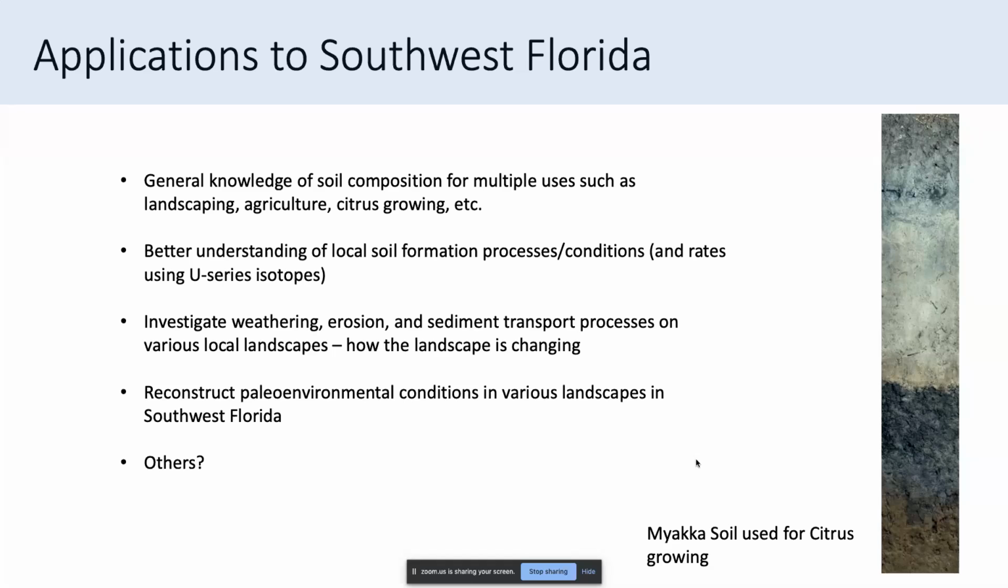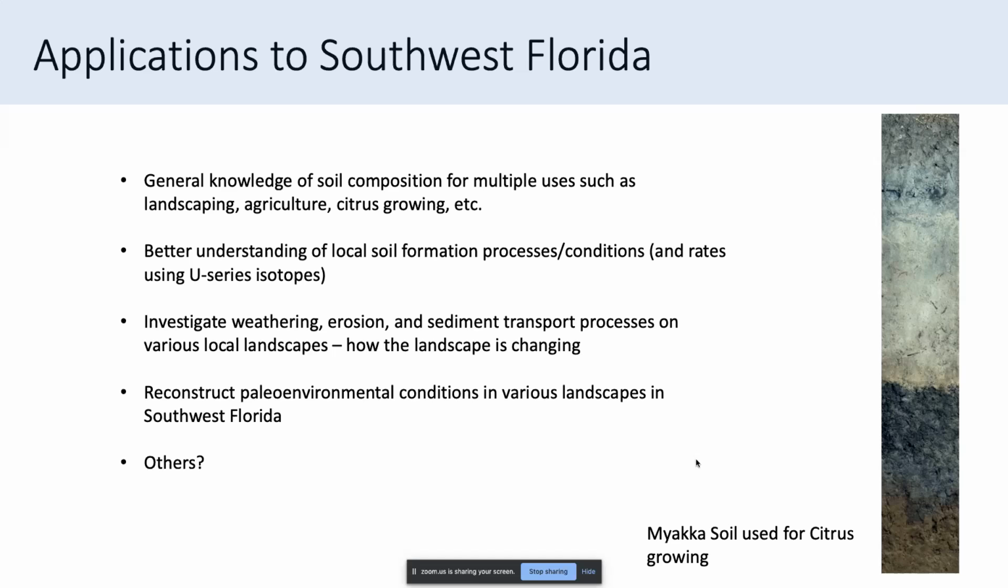Also, I think getting a better understanding of local soil formation processes and conditions could help. If you apply uranium isotopes to these types of studies, you can get a rate, a time series, which tells you how fast things are evolving over time. That's what my supervisor in Australia did. He used uranium isotopes to put a time frame to these soil formation processes. Boron isotopes can't do that. You need to couple them with lithium isotopes or uranium isotopes to get a more robust feel of what's going on. We could also investigate the weathering regime.